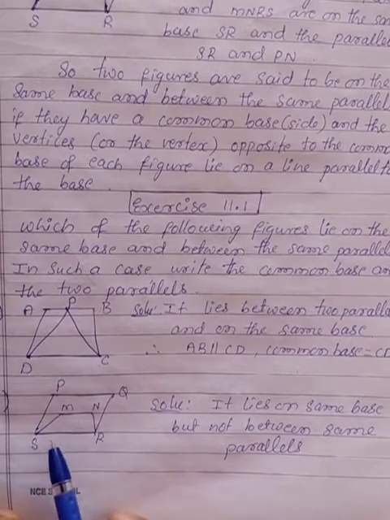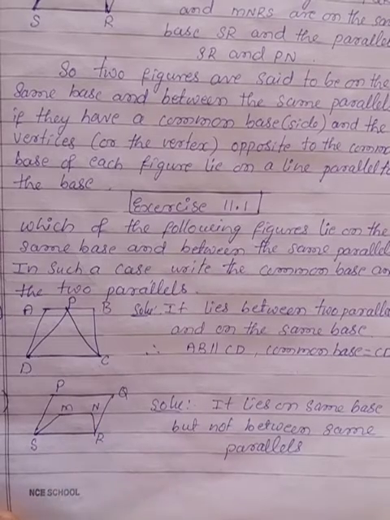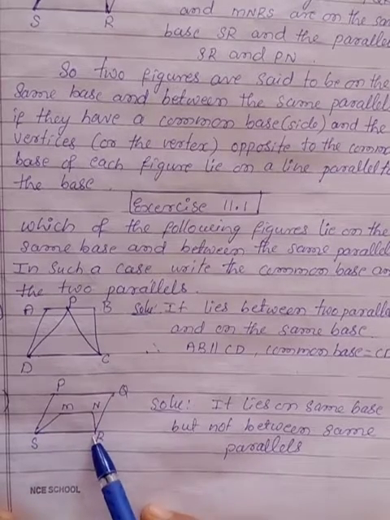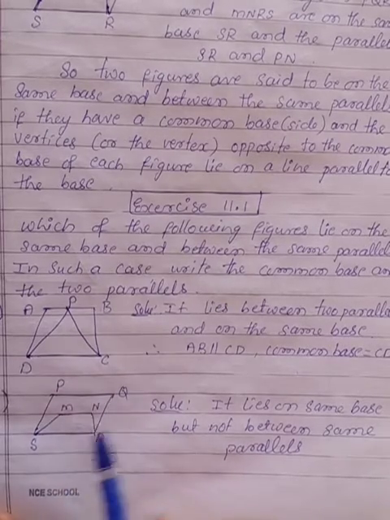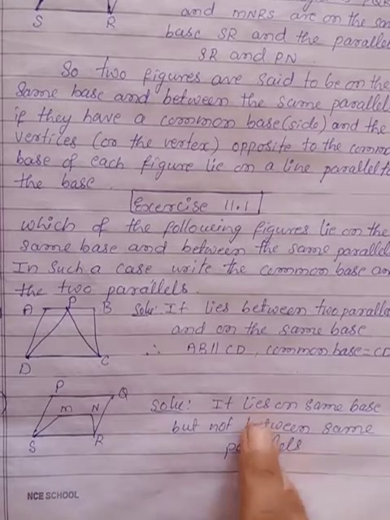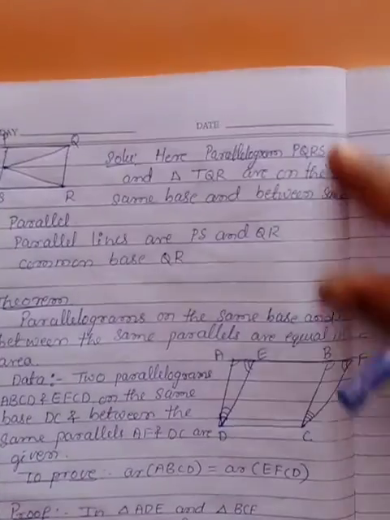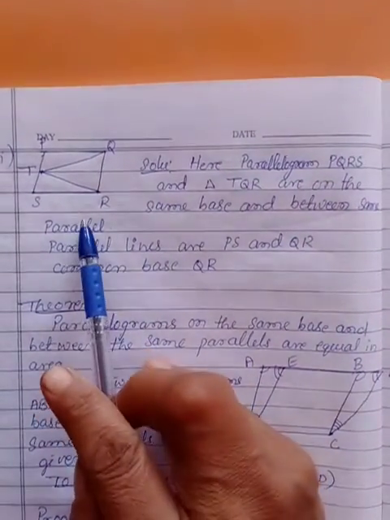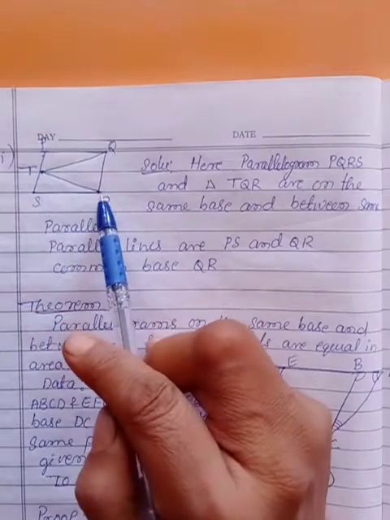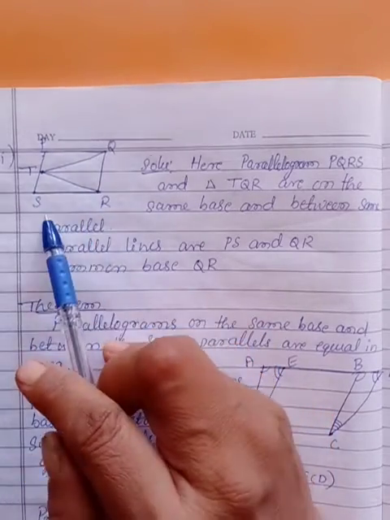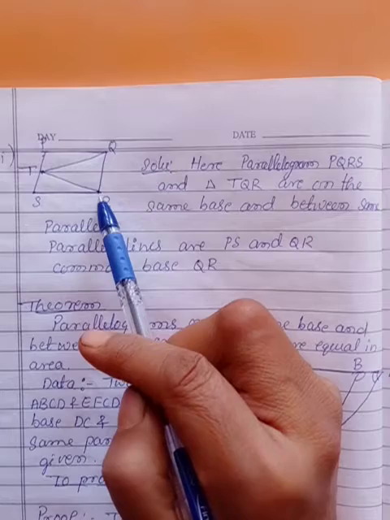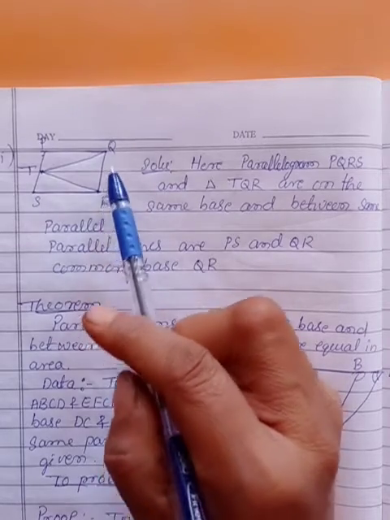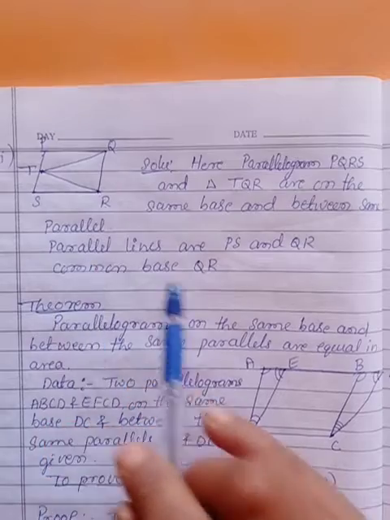Now let us take one more figure. Here PQRS is a parallelogram. MNRS is a trapezium. You can observe they are on the same base but the vertices are not lying on the same line. That's why we can't take them as between the same parallels. Next we will move to one more figure. Here a parallelogram is there and a triangle is there. PQRS is a parallelogram, and QR you can take as the base. QR is the common base and QR is parallel to PS.